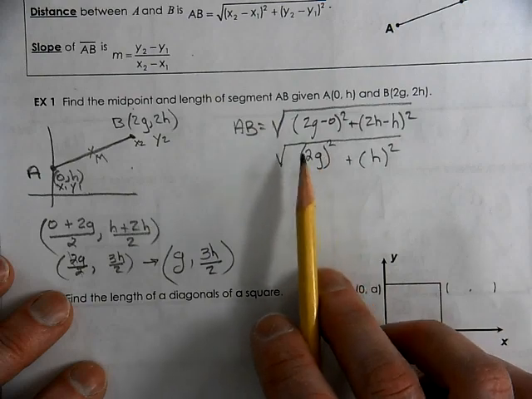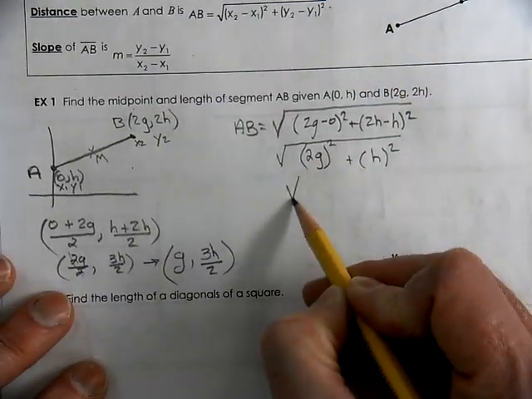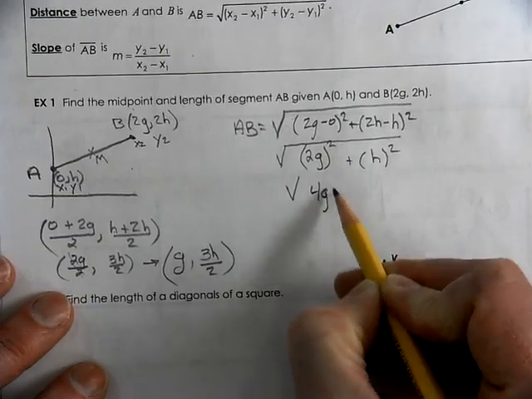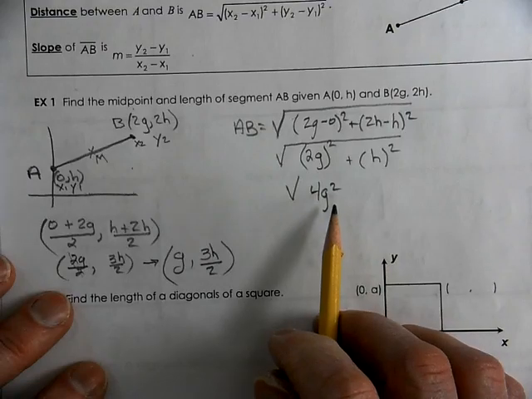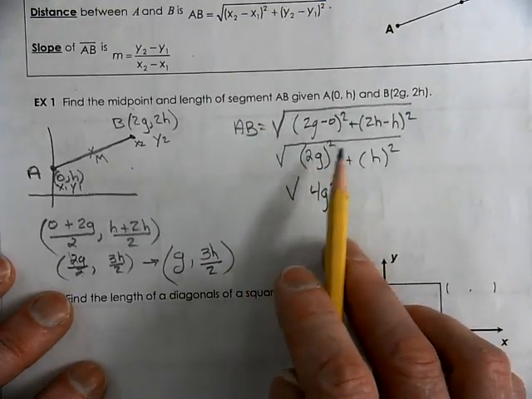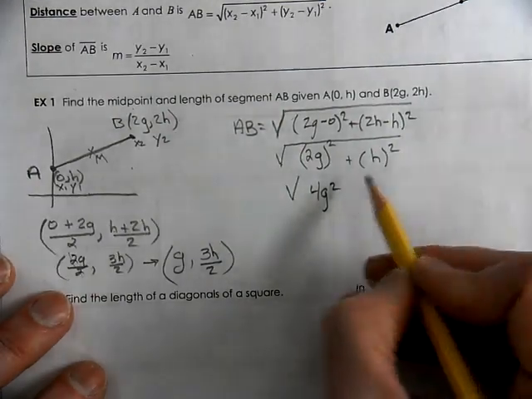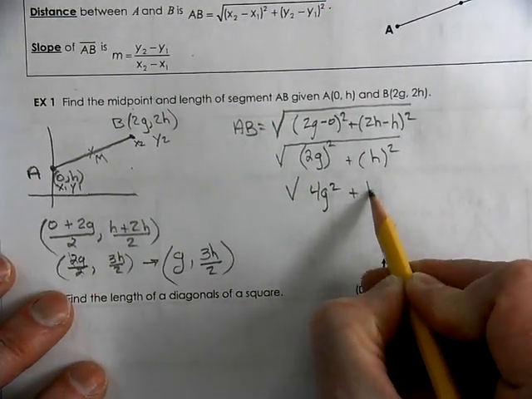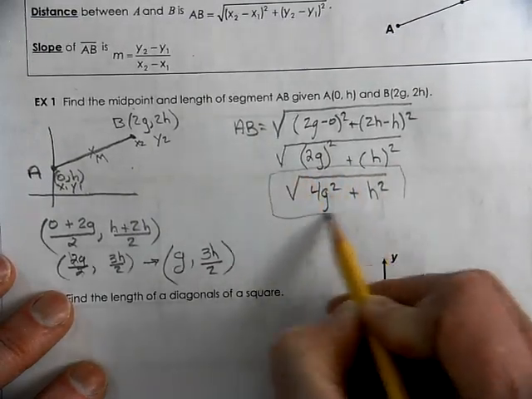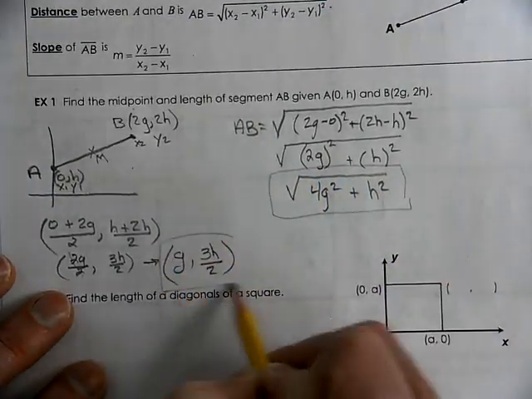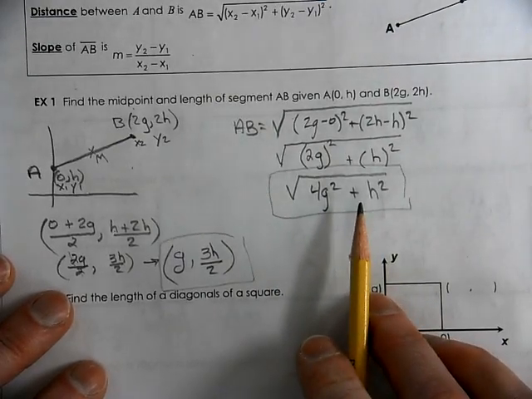This is 2g times itself. 2g times 2g is going to give us 4g squared. You've got to have the square on the g. You've already squared the 2. Now you're squaring the g. Plus h squared. We cannot simplify this.